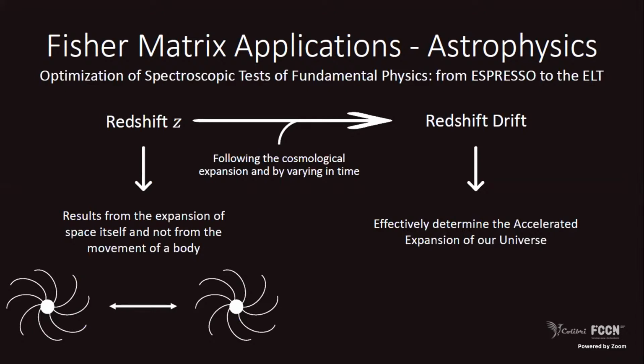We have the redshift that results from the expansion of space itself and not from the movement of a body. That is, we can have two galaxies static in space and nevertheless they experience the redshift if the space itself is increasing. This redshift follows our cosmological expansion, and by varying in time, we get a redshift drift. With this measurement, we will have effectively determined the acceleration of our universe.